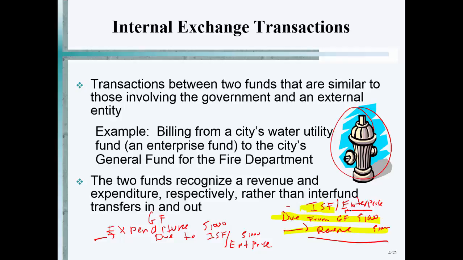And then we had where a service is being provided from one fund to another. For the spending fund, it is an expenditure. For the fund that's providing the service, it is what? It is revenue. Okay? Okay, good.